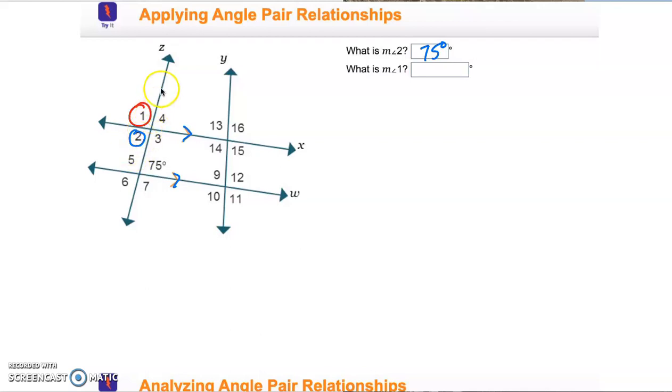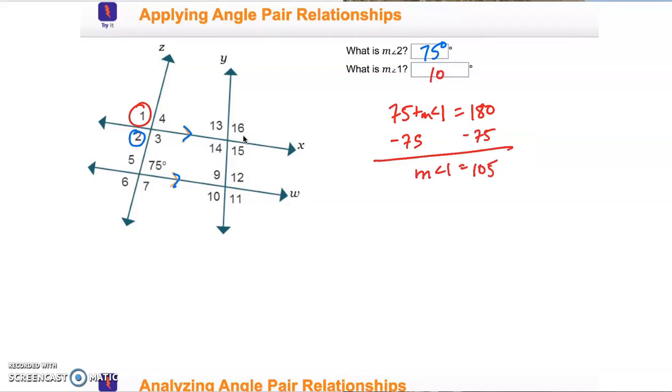Well, 1 and 2 form a straight line. And what do you know about straight lines? We know straight lines are supplementary, or they add up to equal 180 degrees. So again, we're going to do our same thing. 75 plus the measure of angle 1 is equal to 180 degrees. Subtract 75 from both sides. So the measure of angle 1 is equal to 105 degrees.